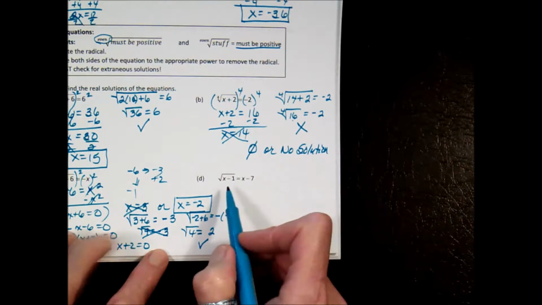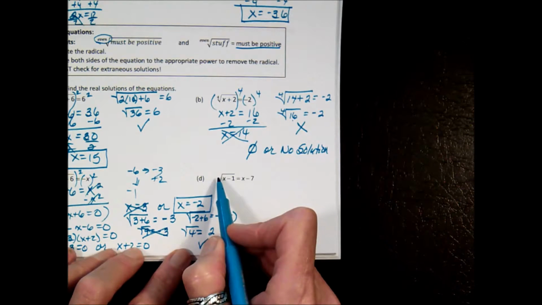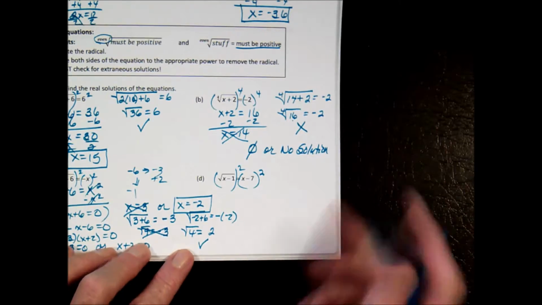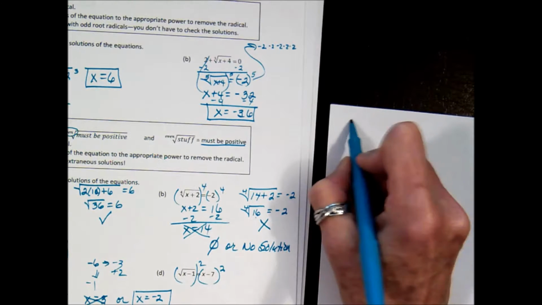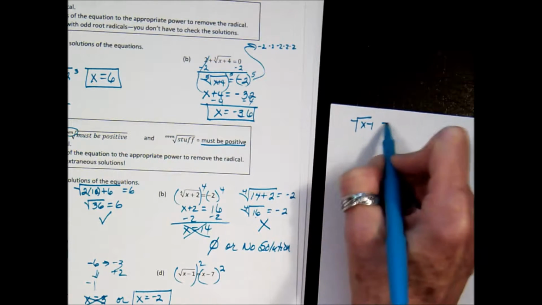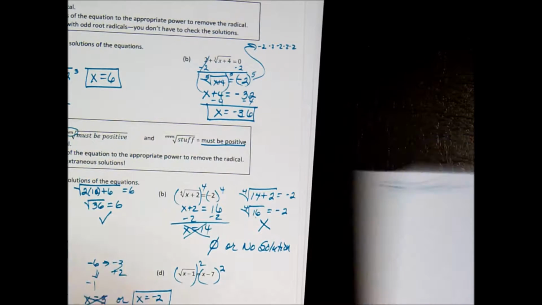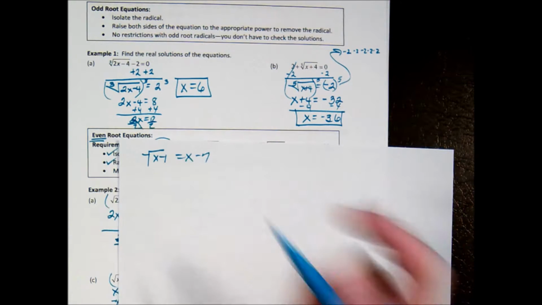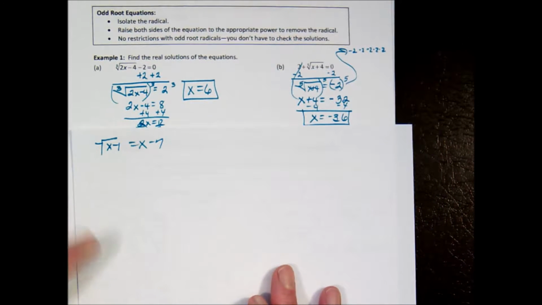All right, let's look at this one. Again, it's an even root. It's a square root. So we're going to square both sides. And I think for space, I would like to get a blank sheet of paper, and we're going to do this one on a blank sheet. So let me get this copied on. We have square root of x minus 1 equals x minus 7. This is example 2D. So I'll do that on this paper so that we have more space.